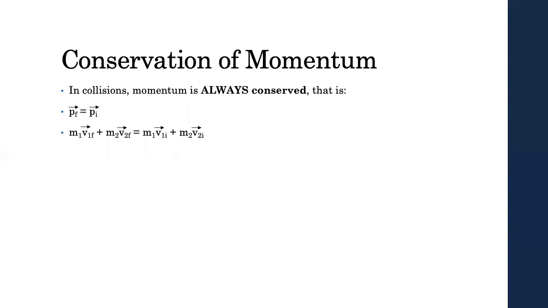We did energy, now conservation of momentum. In collisions, momentum is always conserved. Notice energy might not always be conserved. Momentum always is. And here's a quick equation for that. You can say final momentum equals initial momentum. Break that down into components.